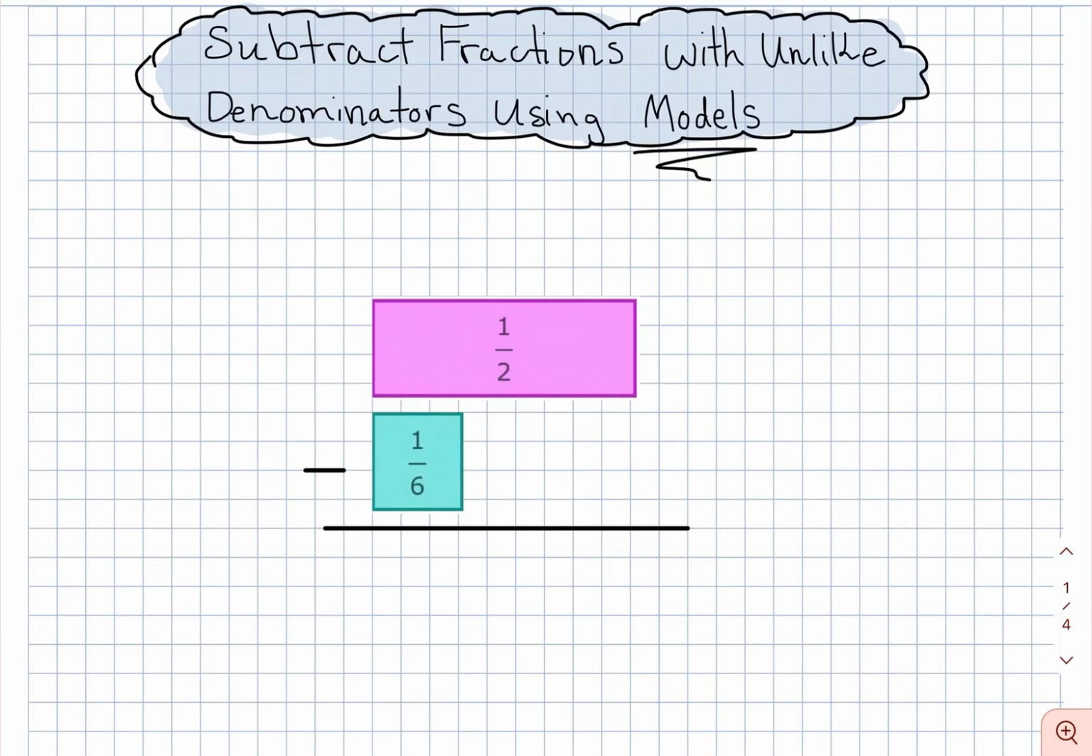Today we'll continue our work with fractions that have unlike denominators. And what that means is working with fractions that are different sizes. So here we have a half and here we have a sixth. Now before we can subtract sixths from this half, we have to divide this half up. We have to figure out how many sixths will fit into this half.